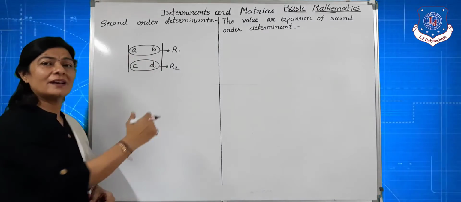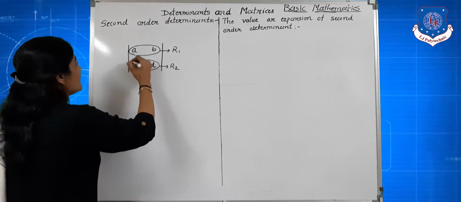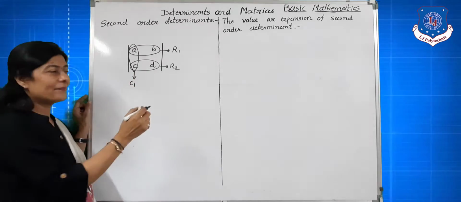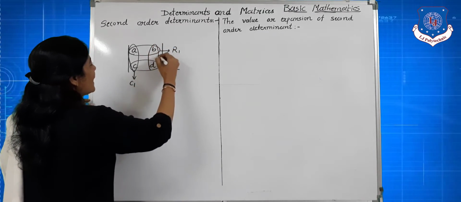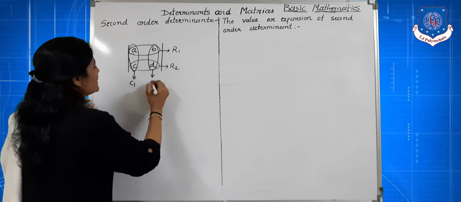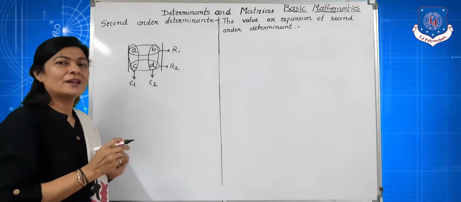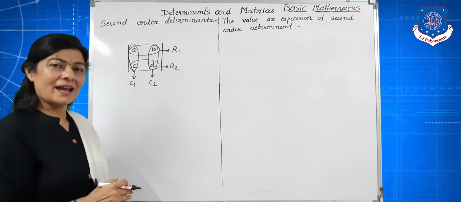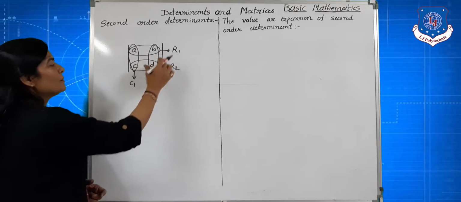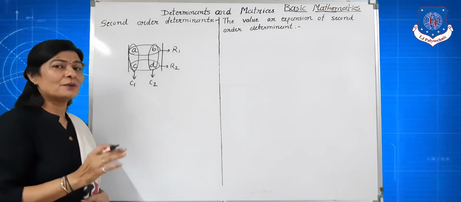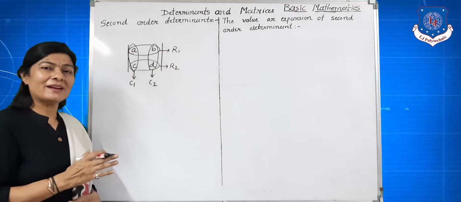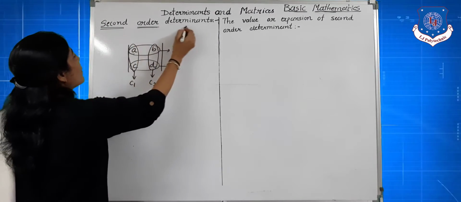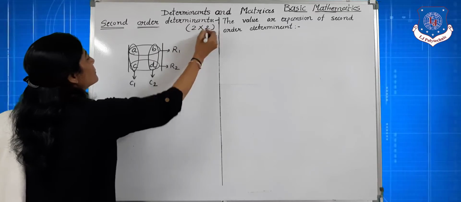Row means horizontal line. A and C are the elements of first column C1. B and D are the elements of second column C2. So total there are 2 columns. Column means vertical line. So there are 2 rows and 2 columns. So this type of determinant is called second order determinant or 2 by 2.